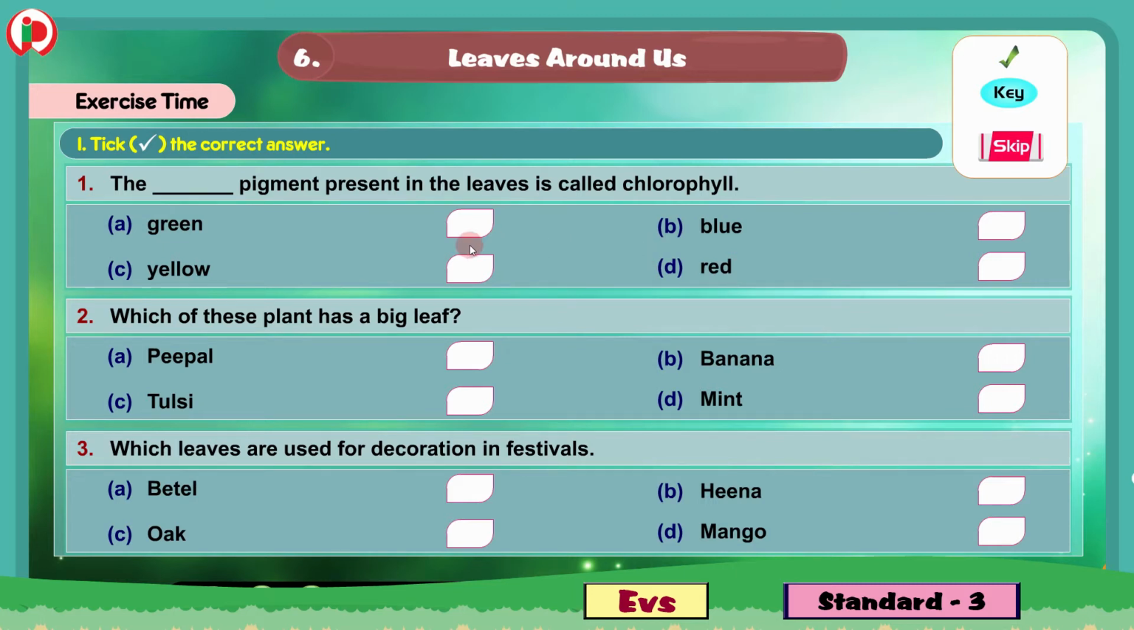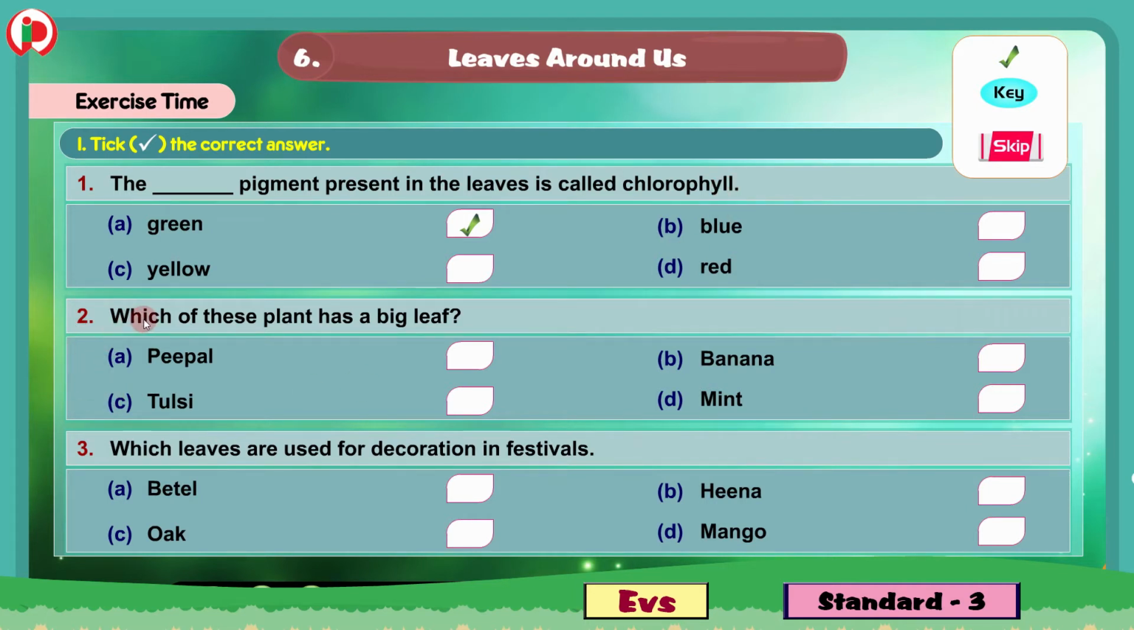We have to select the correct answer from these given options and put the tick mark in the box of the answer. 1. The dash pigment present in the leaves is called chlorophyll. The options here are A. Green, B. Blue, C. Yellow, D. Red. The correct answer here is option A. Green. So we will put the tick mark here for option A. Green. The green pigment present in the leaves is called chlorophyll.